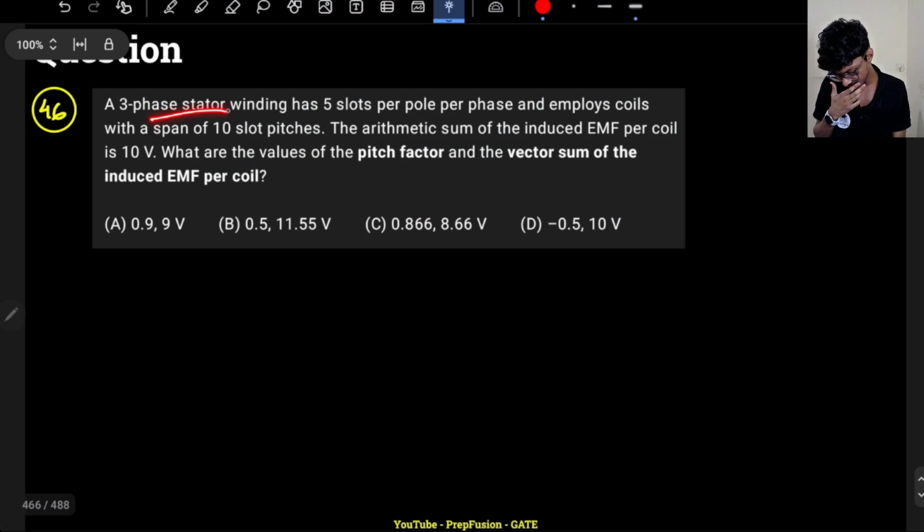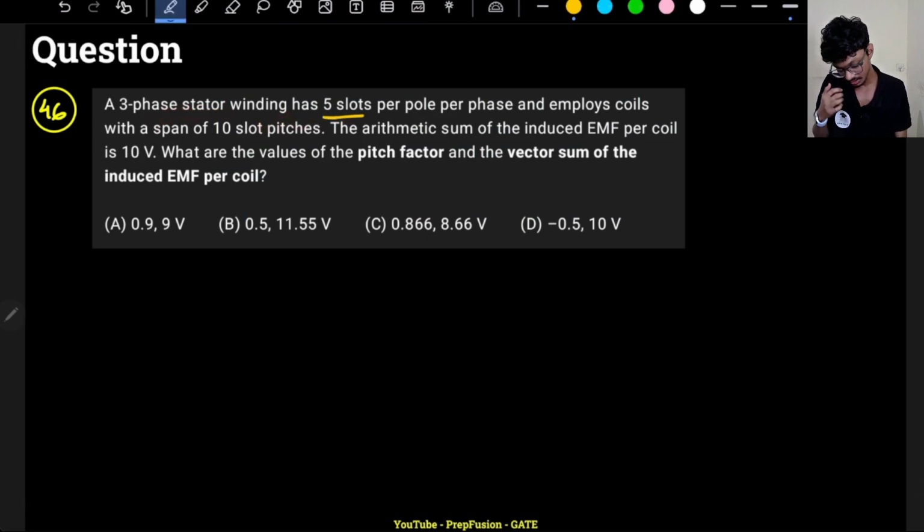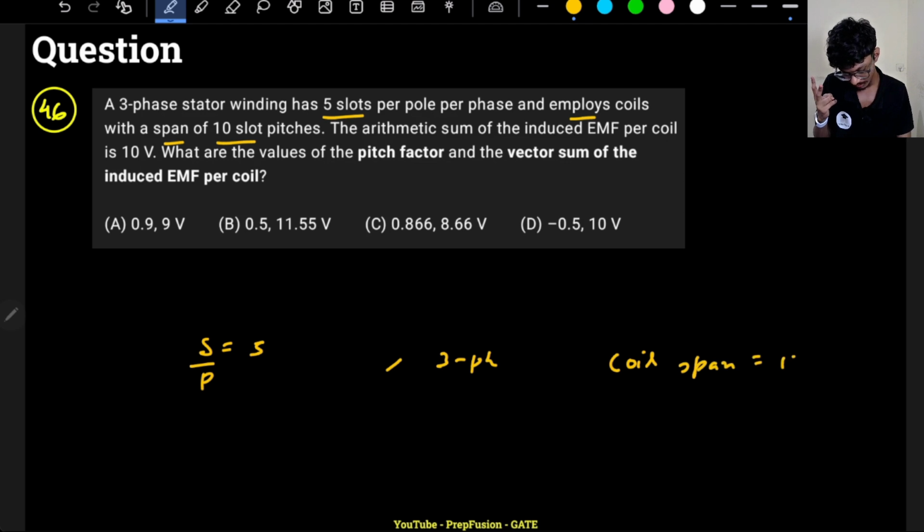So a three-phase stator winding has 5 slots per pole. So S by P is equal to 5. Okay, that is given to me. It's a three-phase system, and it employs coils with a span of 10 slot pitch. So the coil span is 10 slots. Coil span is 10 slots. That is given to me.